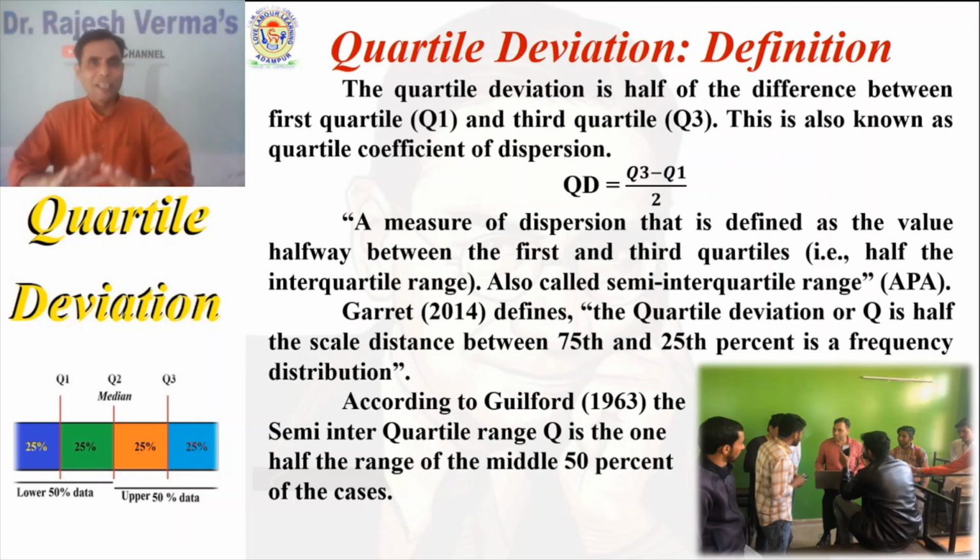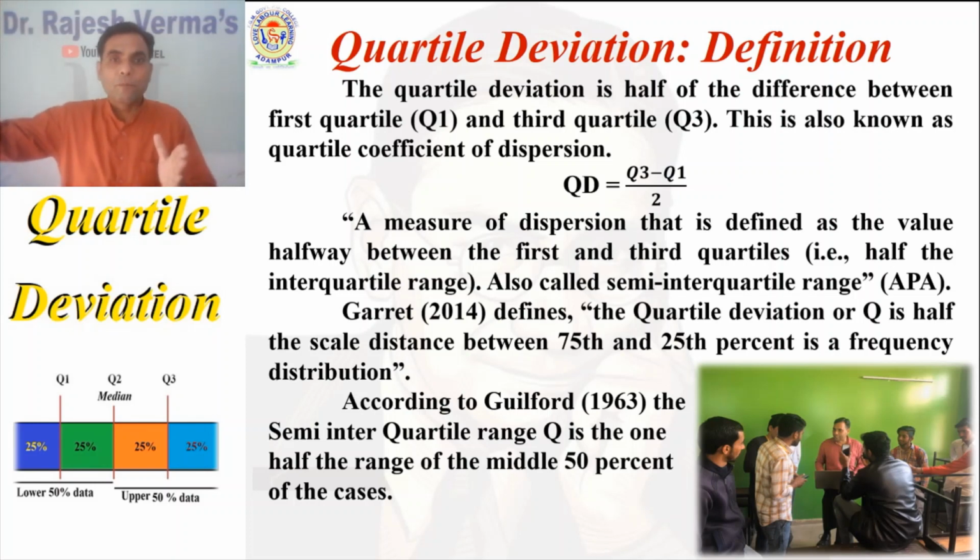So he is talking in an entirely different way. He is telling that quartile deviation is one half the range of the middle 50% of the cases, because there is a Q3 and there is a Q1. So what is Q3? Q3 is the topmost, uppermost limit of the 50% of the data.